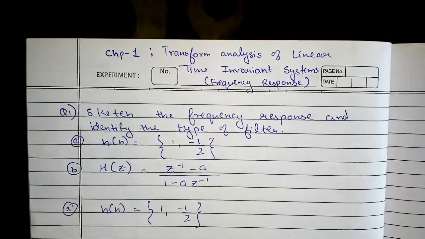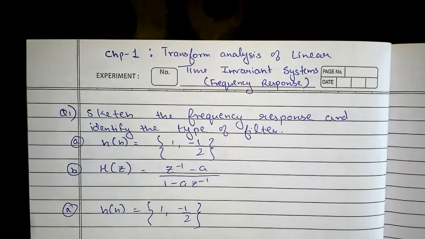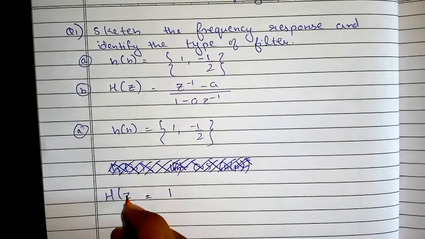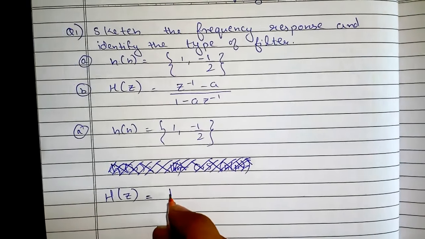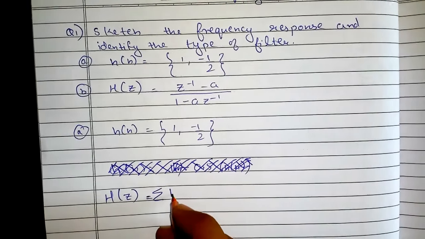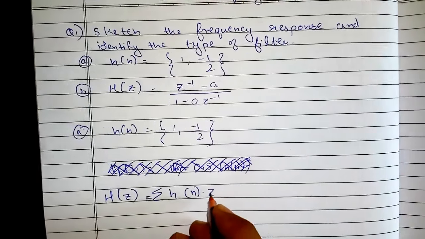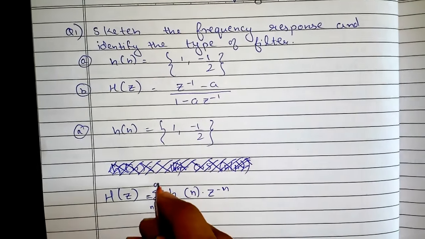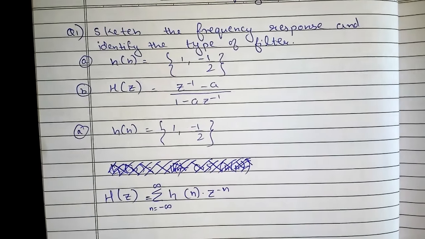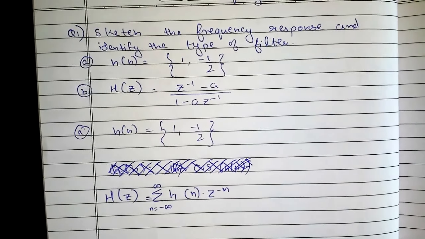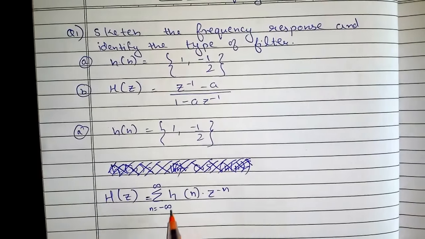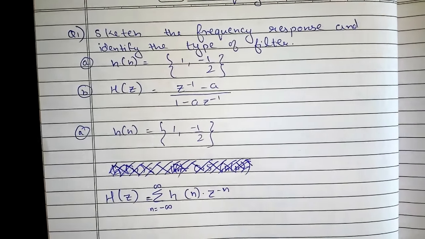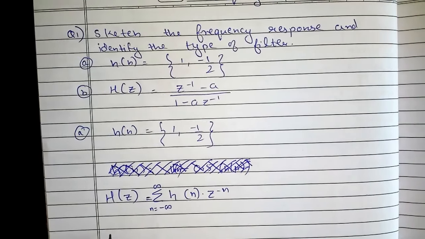Now since h of n is given and I have to find H of z, I know that H of z is equal to summation h of n into z raised to minus n. This n actually goes from minus infinity to plus infinity, but here my n will go from 0 to infinity. So let's write it down.